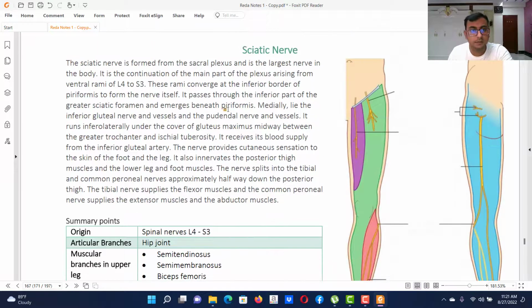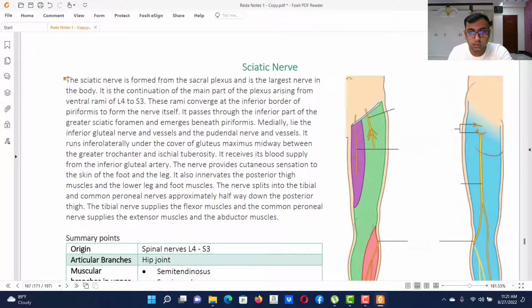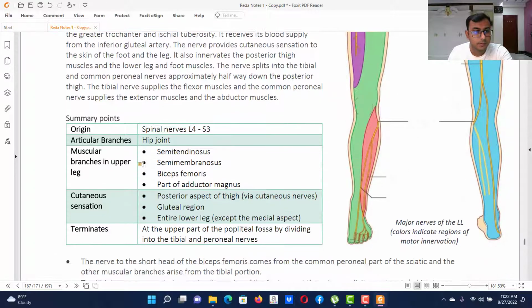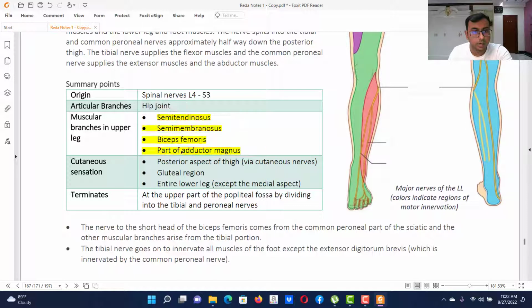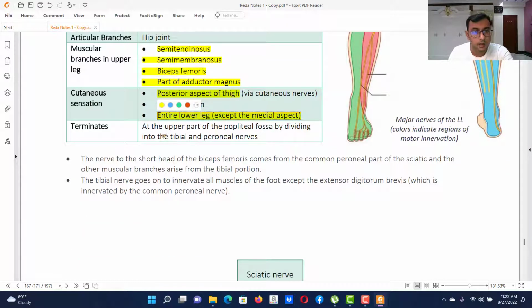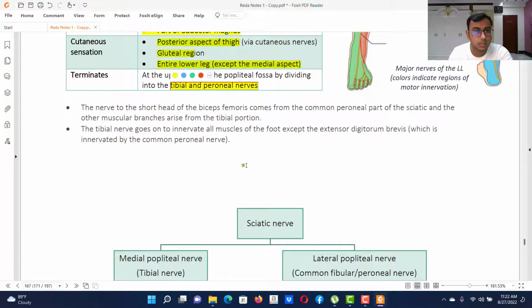And this is the sciatic nerve, the largest or thickest nerve of the body, from the sacral plexus. Ventral rami lumbar 4 to sacral 3. It supplies the posterior aspect: the adductor magnus part, hamstring group, posterior thigh, gluteal region, and the entire lower leg except the medial aspect. At the upper part of the popliteal fossa it divides into the tibial and common peroneal nerves. So it has two branches, tibial and peroneal nerves.